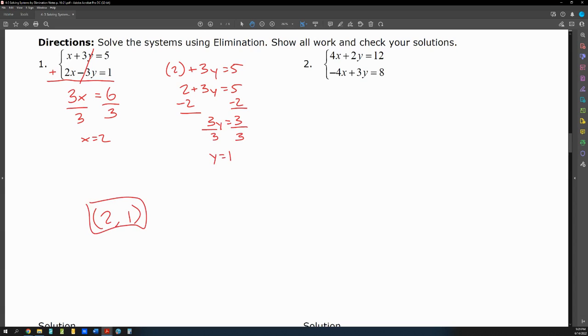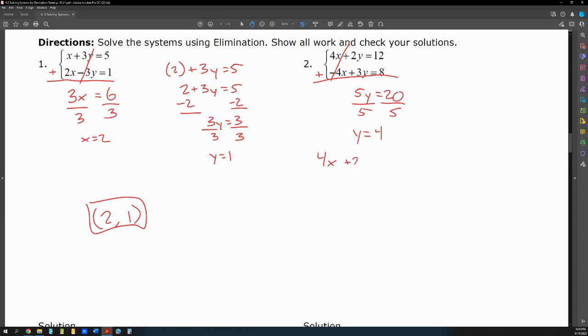Number 2. Again, we have opposite coefficients, but now in the x terms. So as we add the equations, the x terms cancel out. 2y plus 3y is equal to 5y. 12 plus 8 is equal to 20. So we have 5y equals 20. Solving, dividing both sides by 5, we have 20 divided by 5 is 4.